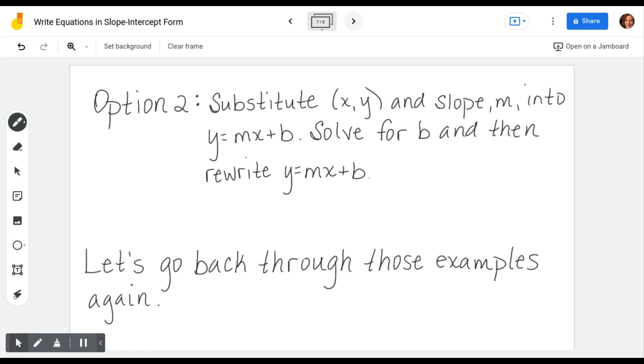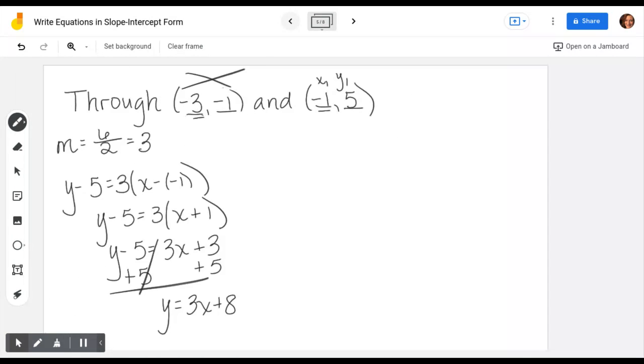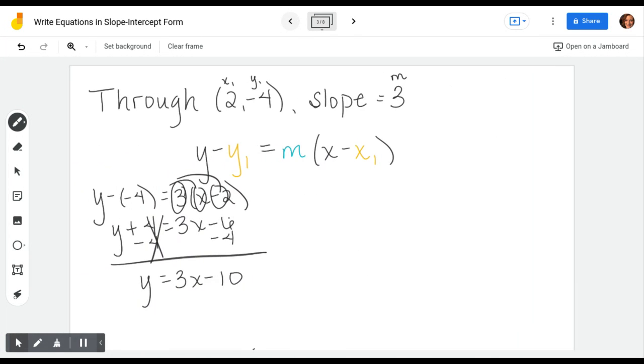So what I'm going to do is go back through those same 4 examples that I just showed you, but I'm going to do them with the second method, and then you can pick which one you think makes the most sense to you.